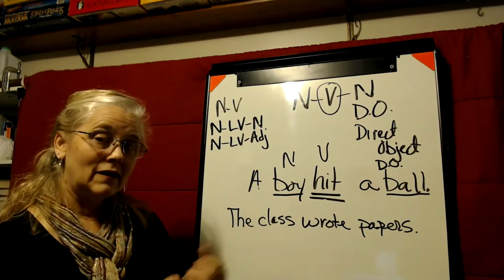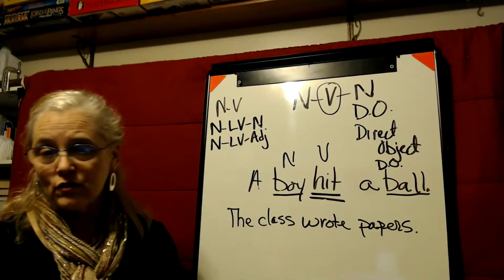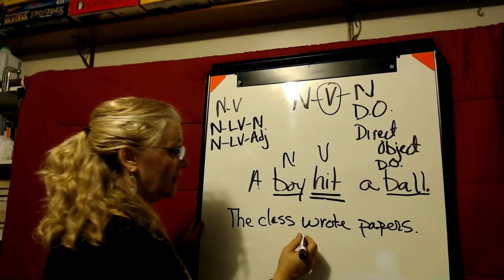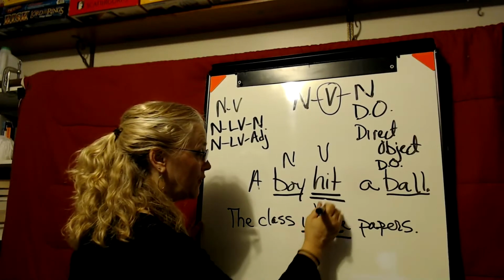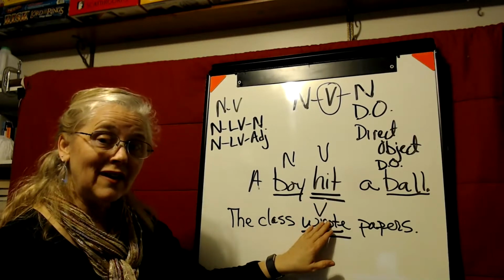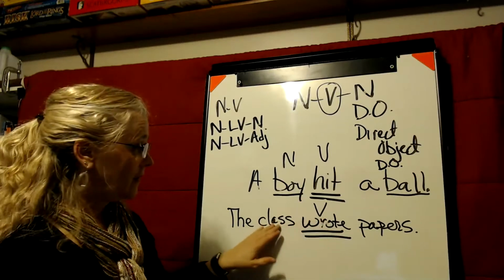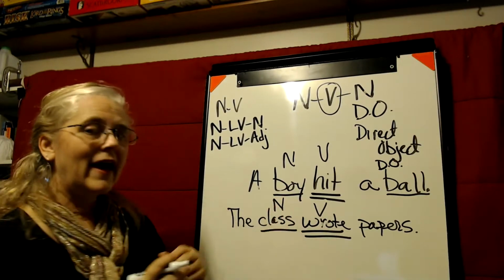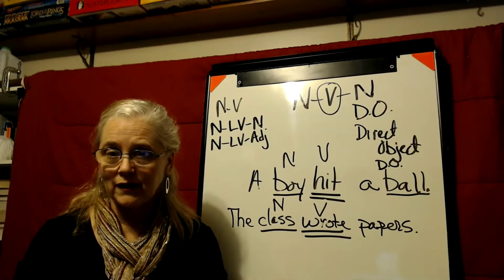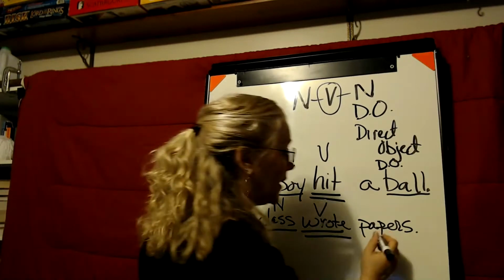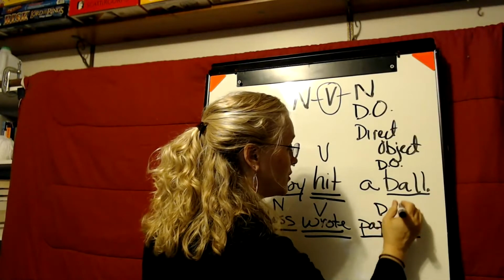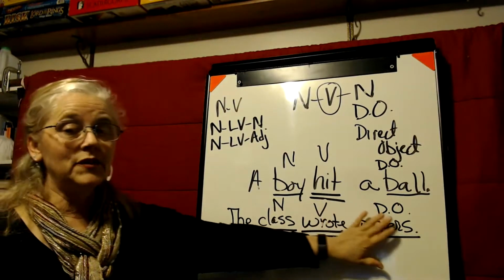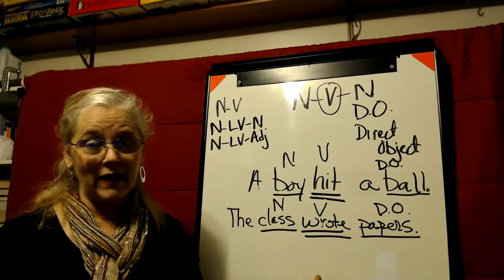So look at this sentence. Can you pick the verb out? What's the action? Wrote. Here's our verb. Who's doing the writing? The class. Here's my subject or my noun. And what is the class writing? The class is writing papers. Here's my direct object.